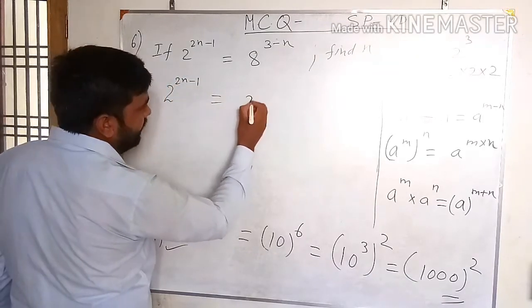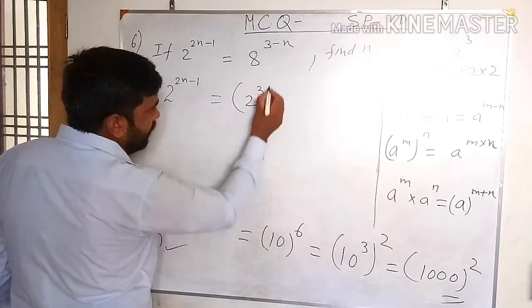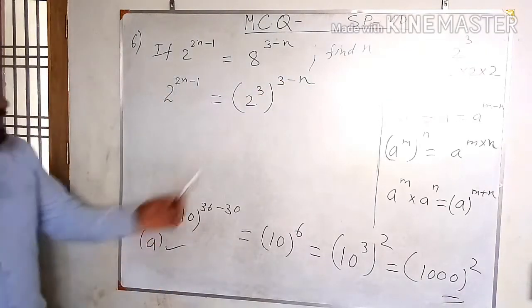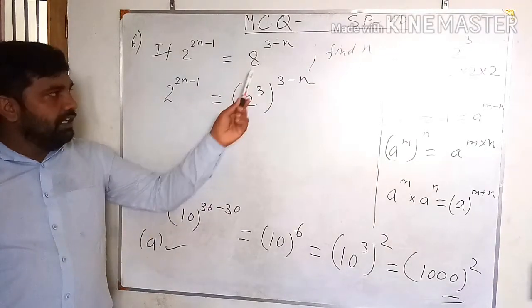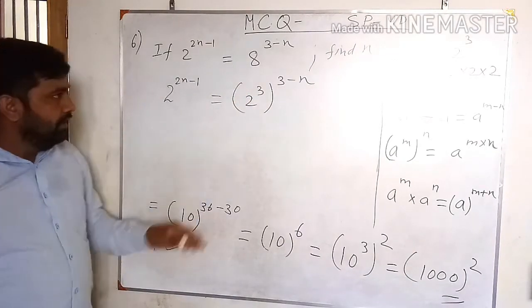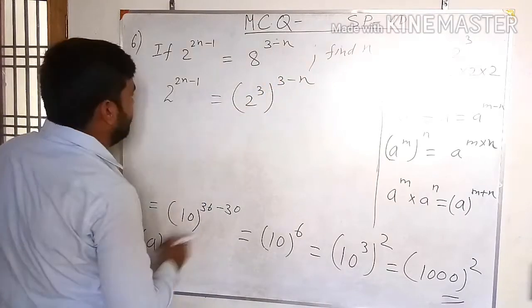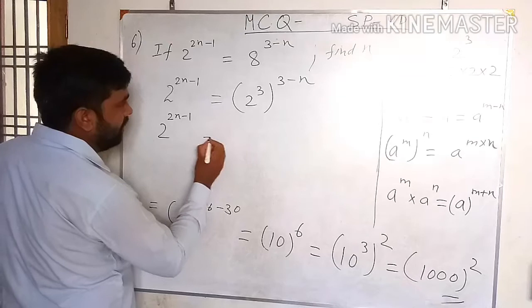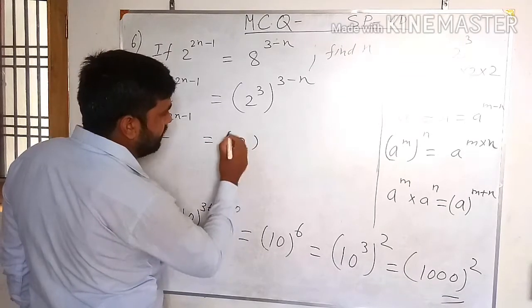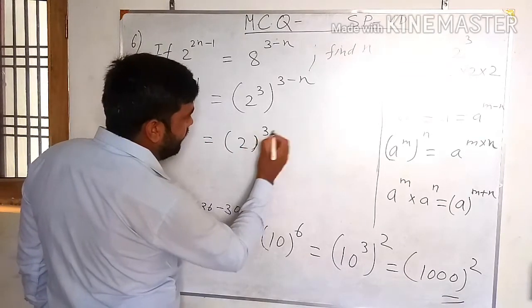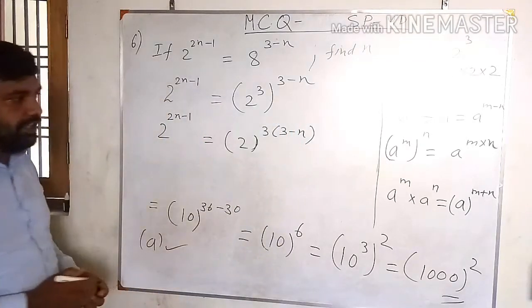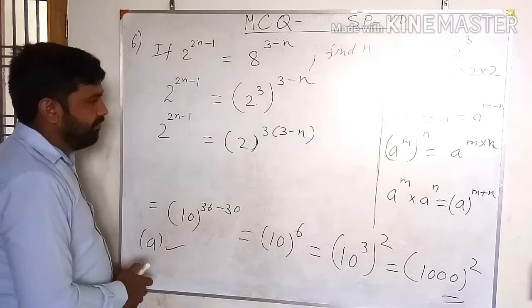Now, given 2 to the power 2n minus 1 equals, in the place of 8 I am going to write 2 to the power 3, whole to the power 3 minus n. Now I will apply the power law here. 2 to the power 2n minus 1 equals 2 to the power 3 into 3 minus n. Now these two powers I have multiplied.